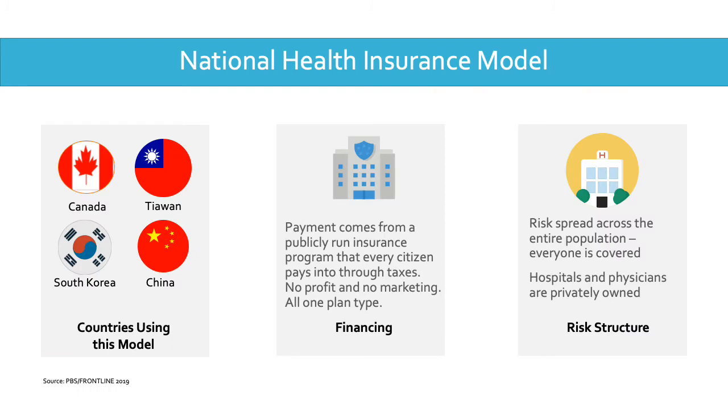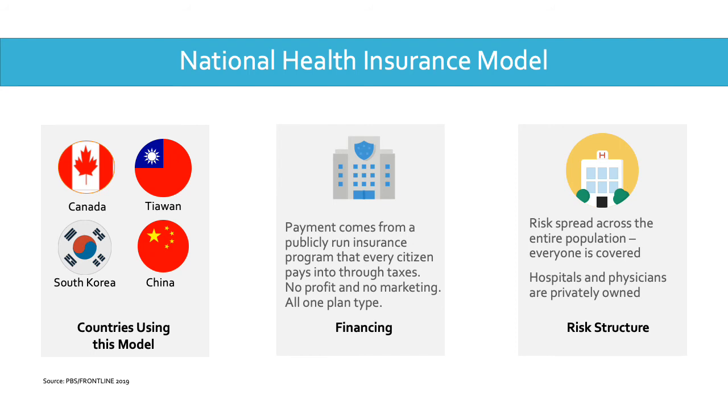The next one we'll talk about is the national health insurance model. That's used by Canada, Taiwan, South Korea, and China. Canada is probably the one that we're most familiar with. This is where the payment comes from a nationally run insurance program. Every citizen pays taxes, but there's no profit. There's only one plan type, and the plan is something that is owned, not the whole entire system.